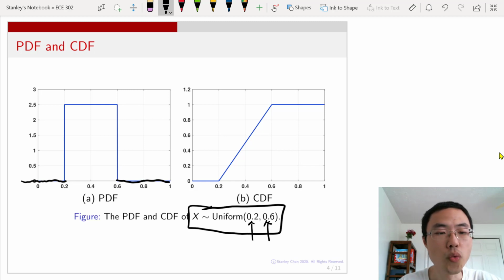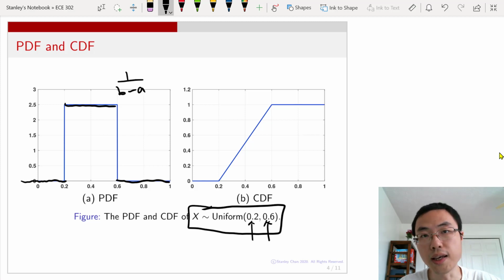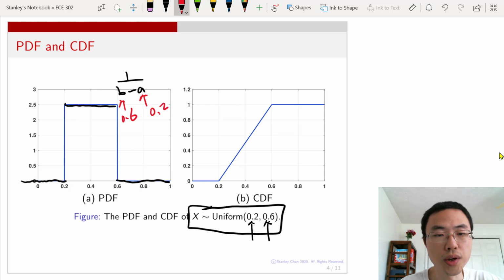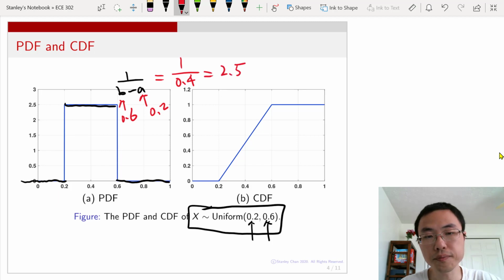Now we ask, what is the height of this uniform random variable? This is 1 over b minus a. And then what is b? B in our case is 0.6. And a in our case is 0.2. So you have 1 over 0.6 minus 0.2. So that's 0.4. And if you do the calculation, this is equal to 2.5.